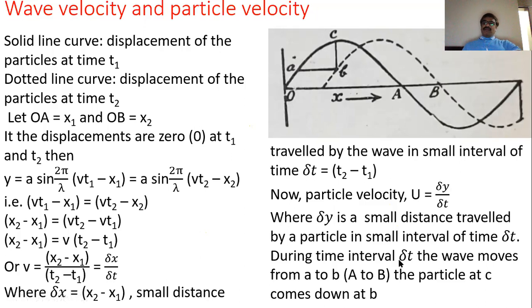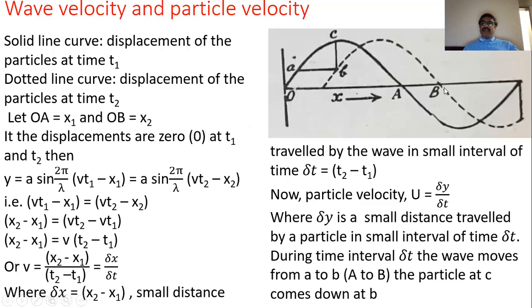Now, during the interval of time delta t, the particle moves from A to B, that means from position A to position B, and at the same time the particle at C will move down to B. I think you are understanding, because the particle is traveling upward and downward, and the wave is traveling forward in this direction. So when the wave moves from point A to point B, the particle will start its motion and move in the downward direction at B, from C to B.